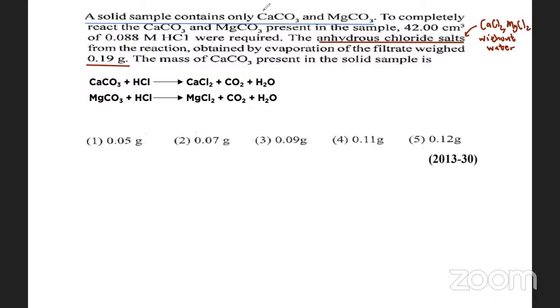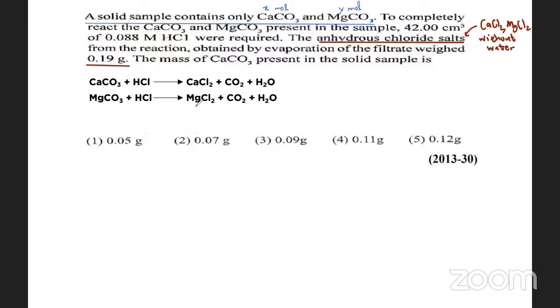Therefore, I'll take the number of moles of calcium carbonate as X because it's unknown, and my target is going to be finding X, and this is Y, because they're asking for the mass of calcium carbonate. If I find X, I just have to multiply that by the molar mass of calcium carbonate, which is 100, isn't it? 100, right? So the reactions are provided to us.